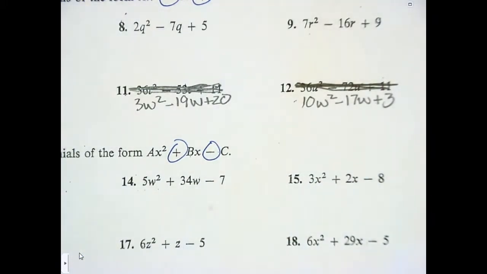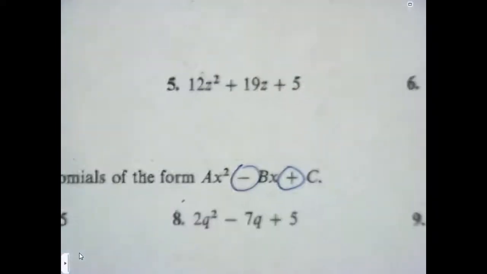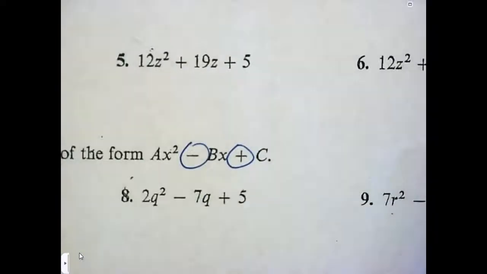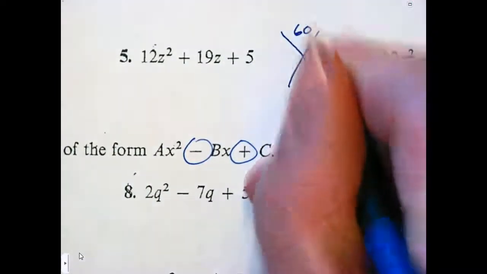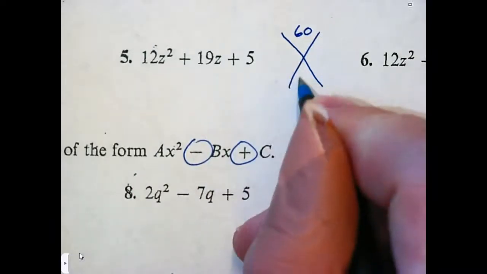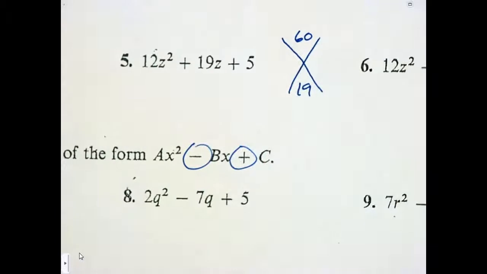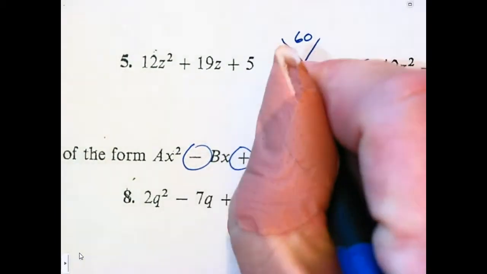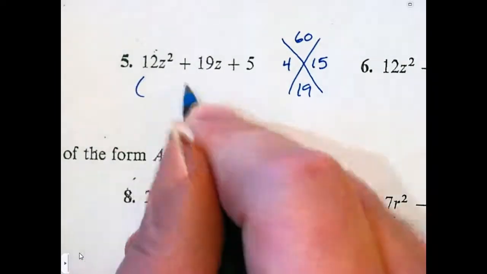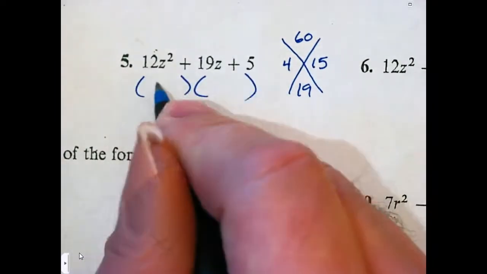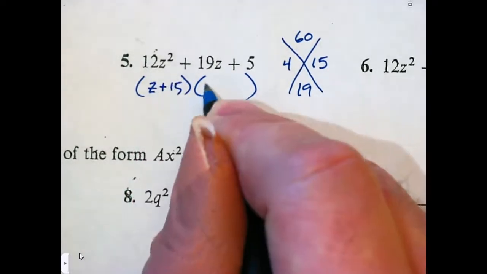See, is that number 5? Yep. Okay, ladies and gentlemen, why don't you take a look at number 5. Okay, number 5. A times C should have got 60. B is 19. 2 things that multiply to make 60 and add to 19 are? 15 and 4. Thank you. 15 and 4 there. Okay, and then we put it in our parentheses. We get z plus 15 and z plus 4.